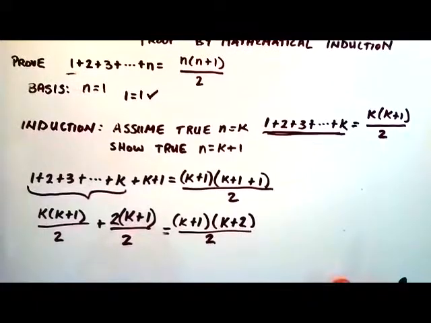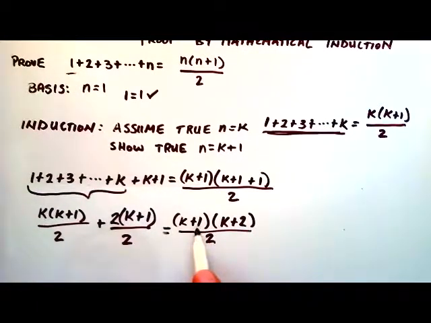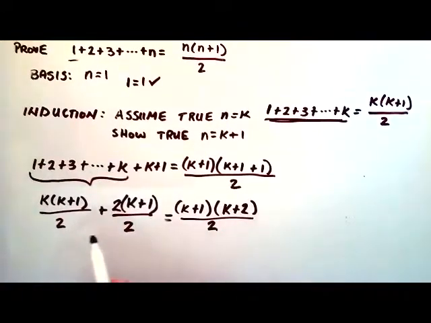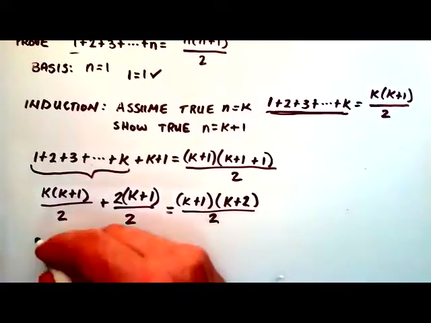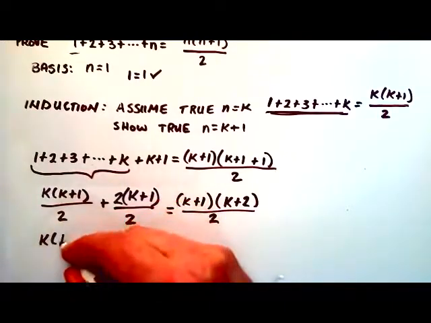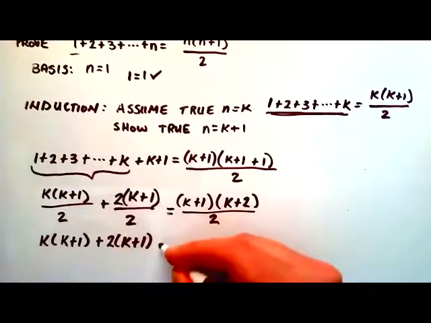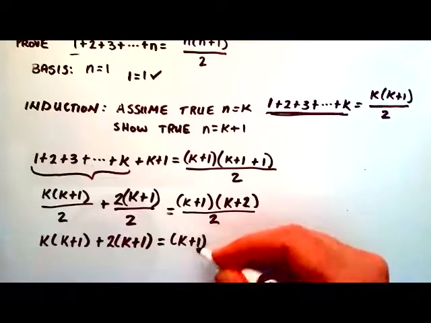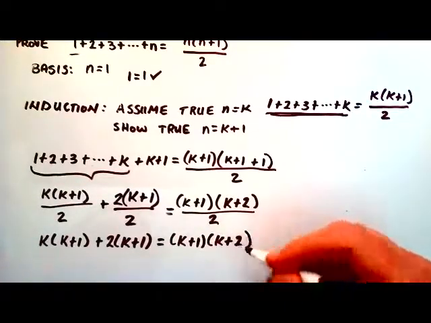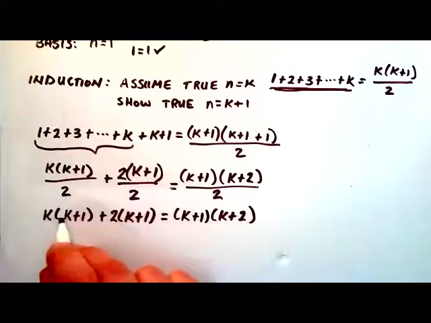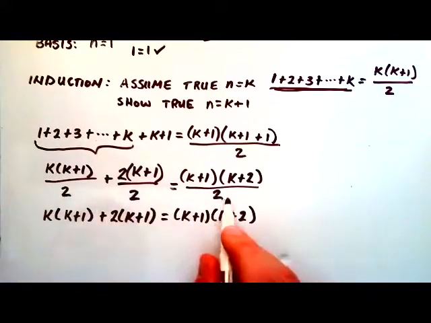So basically, if we can show that this statement is true now, then we've basically completed the mathematical induction proof. So if you notice, all of these are 2 now. We don't even really need to look at the denominators. They're all the same. So now if we can just show that the numerators are the same, then we've basically completed the proof. So let's just rewrite the numerators to make this a little bit more simple. K times k plus 1 plus 2 times k plus 1 is equal to k plus 1 times k plus 2. So now we're just going to make sure that the numerators are the same, since we already know the denominators are the same.